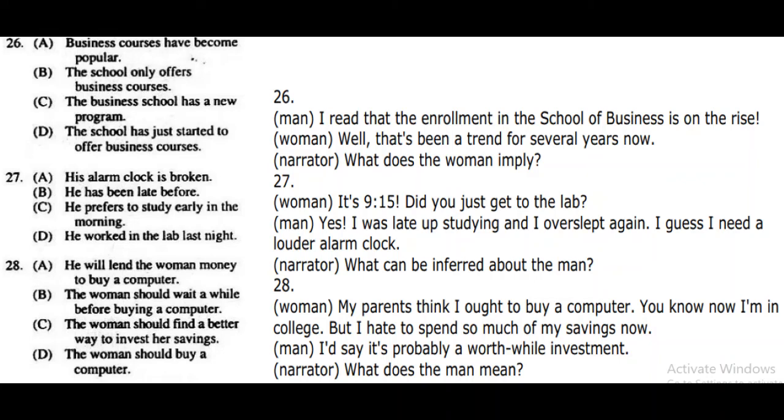Number 26. I read that enrollment in the School of Business is on the rise. Well, that's been the trend for several years now. What does the woman imply?